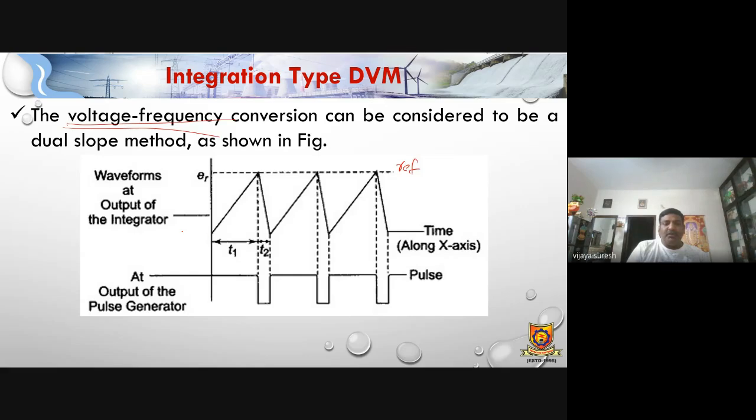Okay. So ramp starts from 0 to maximum. At the time when it reaches the reference voltage, T1 time duration will be there. So here the pulses start counting from the pulse generator, and T2 is the discharging time. So T1 and T2, like that. So on and off, on and off, like that. Okay. So along this x-axis, we are going to get these results.